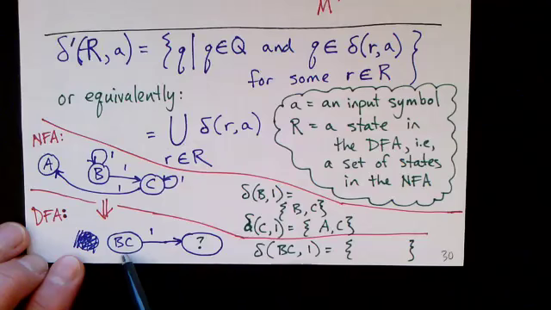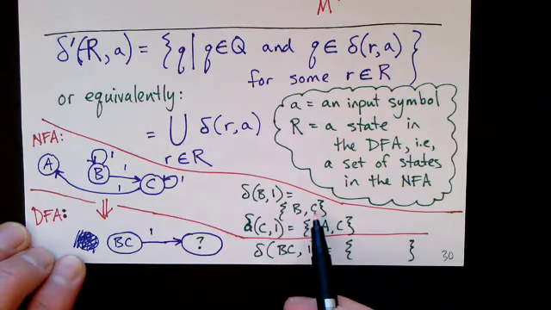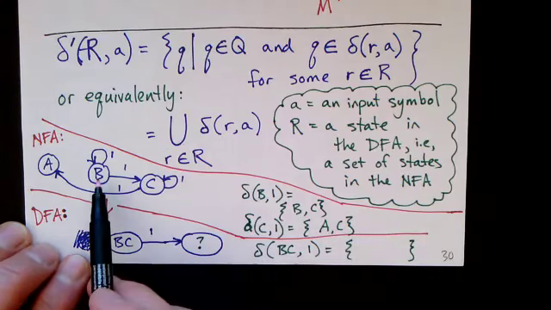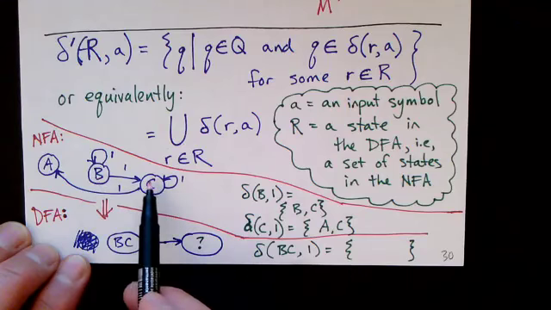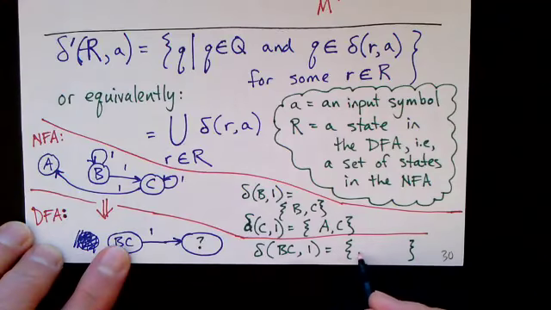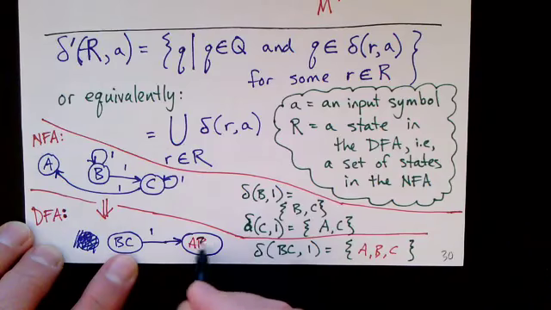So now we're building a deterministic version. In the state BC, on a 1, where do we go? Well, we have to union these things. We go to BC and we go to AC. So the result is, if we're in B or C and we get a 1, then we're now in either A, B, or C. So this is the set, or the state, we are labeling A, B, C.